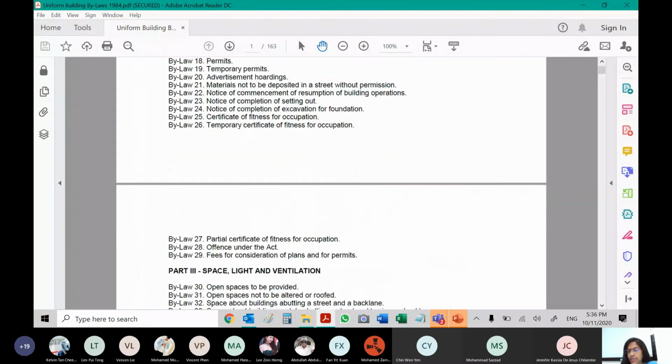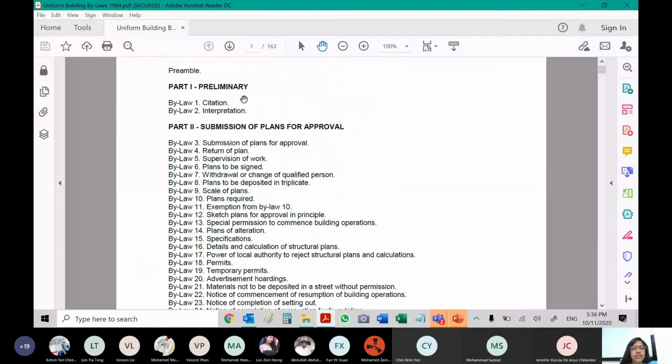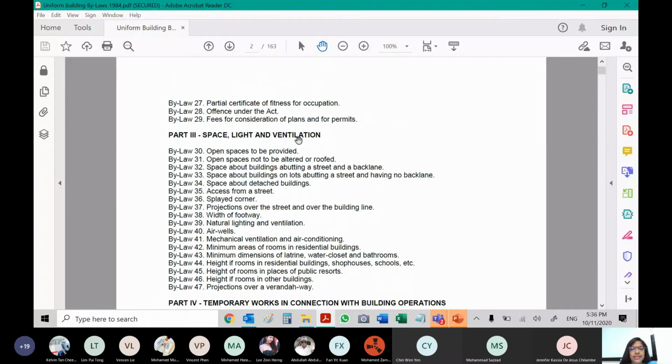So this publication has all the preliminary things. I will go one by one, and let me read the titles only. Submission of plans for approval, space, light and ventilation. The first question the contractor, the field engineer or your supervisor will ask at the site is whether you know UBBL or not. Sometimes they call it UBL or UBBL, right? Uniform Building By-Laws, UBBL. Don't forget, tell them yes, I have gone through it, I know.